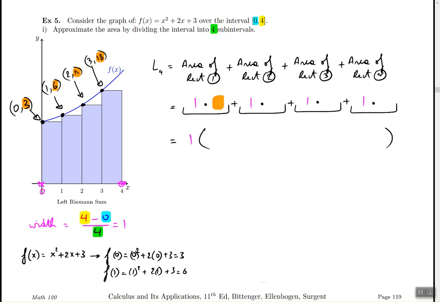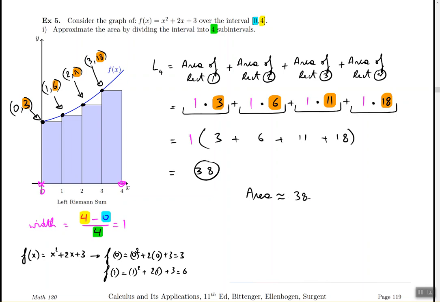Those are the numbers that will go in the formula, because each rectangle's area is width times length. So the first one is 3, the second one is 6, then 11, then 18. So 3 plus 6 plus 11 plus 18, after you factor the 1 out, and this all goes into the calculator. So I'm getting 38. So I'm going to say that the area in this problem is approximately 38 square inches, square feet, square yards, whatever. I don't know what unit they're using, so I cannot tell you.